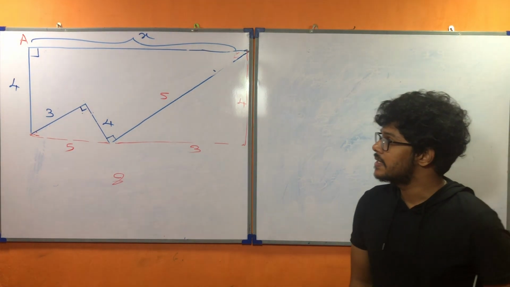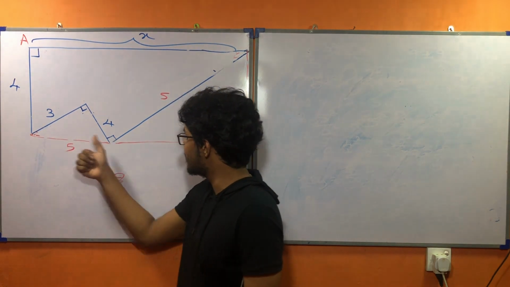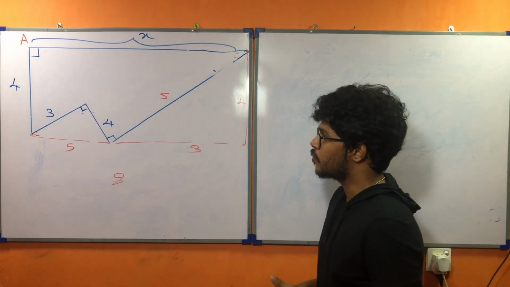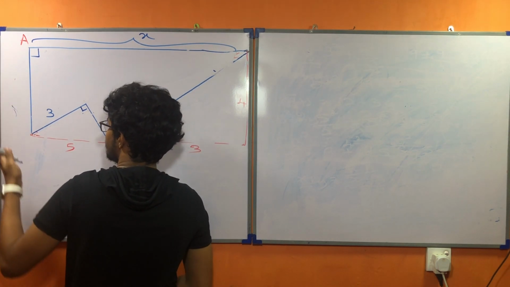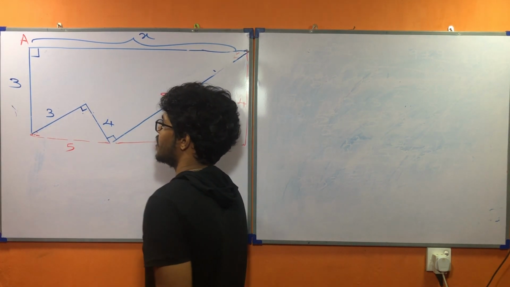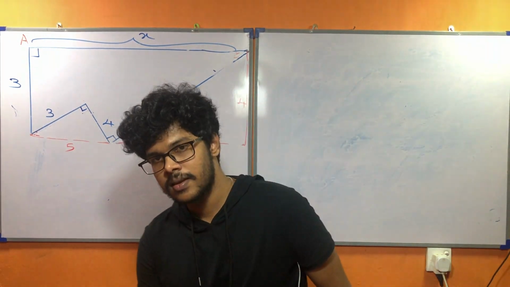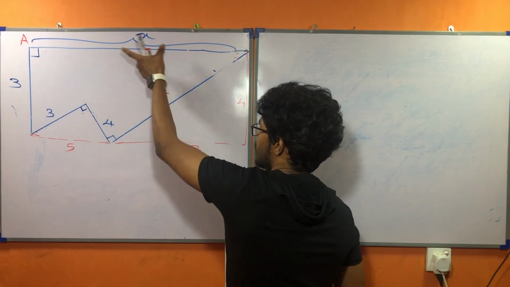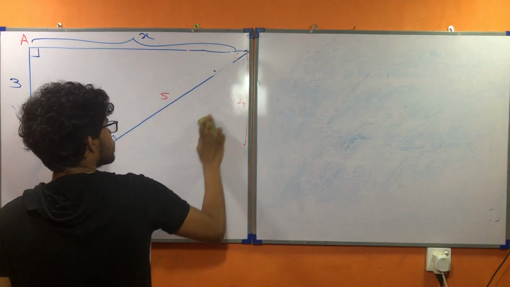But the problem here is we don't know whether this angle is 90 or not, right? We don't know whether this line is parallel to this one or not, because it is not given in the data. So let me slightly change the question, and instead of 4, I will use 3 here. It will help you understand why I am saying this will not be parallel to the x side. Let me erase what I drew.